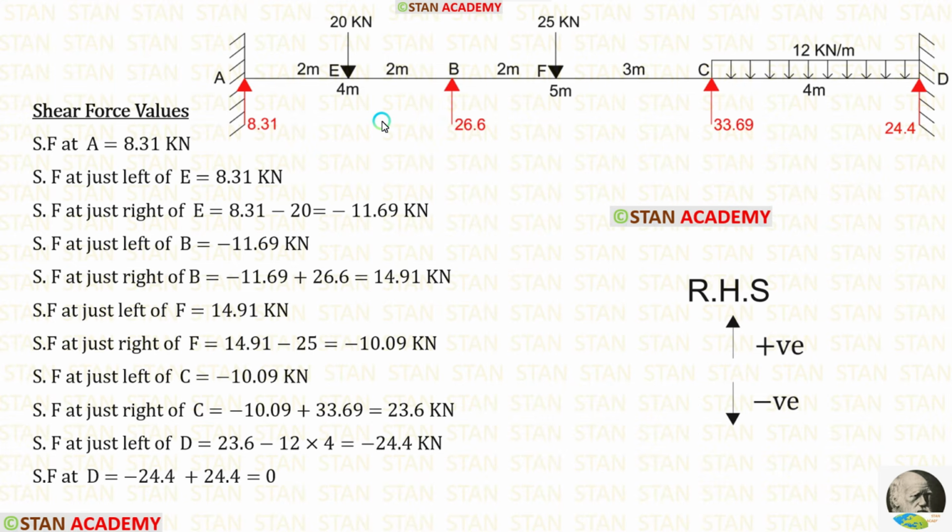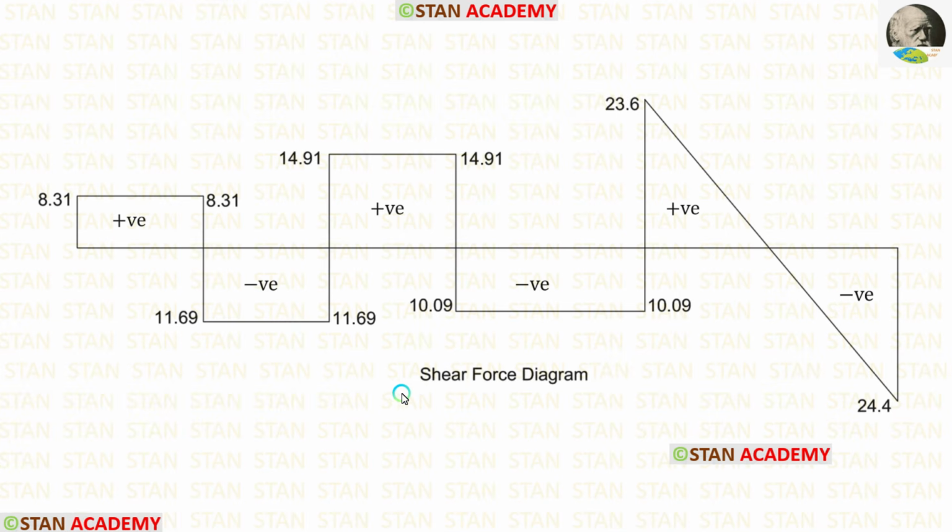Now we are going to draw the shear force diagram. I am going to calculate the shear force values from the point A and towards the point D. In this case, I am moving towards right hand side. Upwards will be positive and downwards will be negative. You can see the shear force values. Using the values, we can draw the diagram.